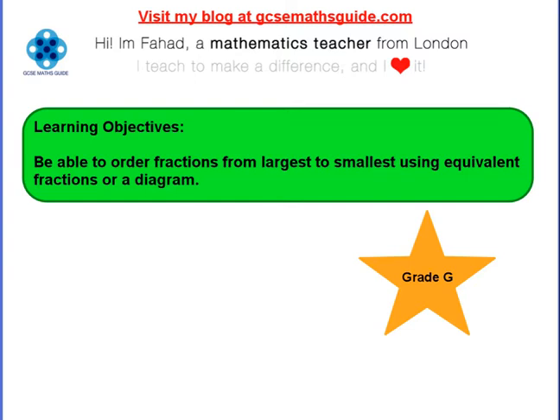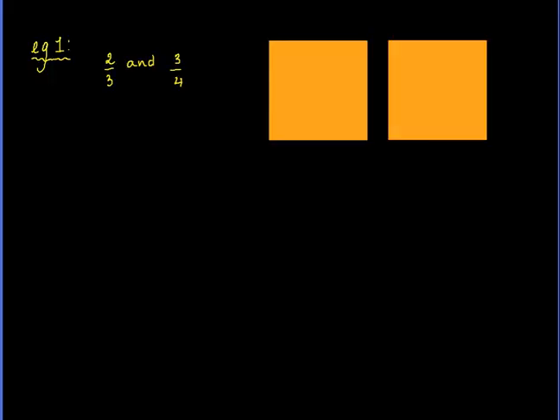Hi everyone, today we're looking at fractions again, and more specifically we're looking at how to order fractions from largest to smallest using equivalent fractions or diagrams. Now this is a grade G topic, okay? Don't worry if it's a low grade topic, but you need to know how to do that anyway. Okay, so let's go ahead and take a look at a couple of examples.